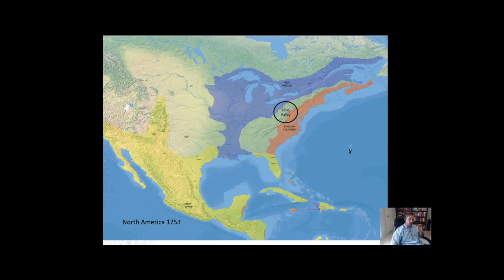All right, so things are going to change in 1753, because in 1753 we're not only going to see a war affect the Americas, but it's going to start in the Americas, and it's going to start in this location in between the French colonies and the British colonies. In this area today, we call the Ohio Valley.